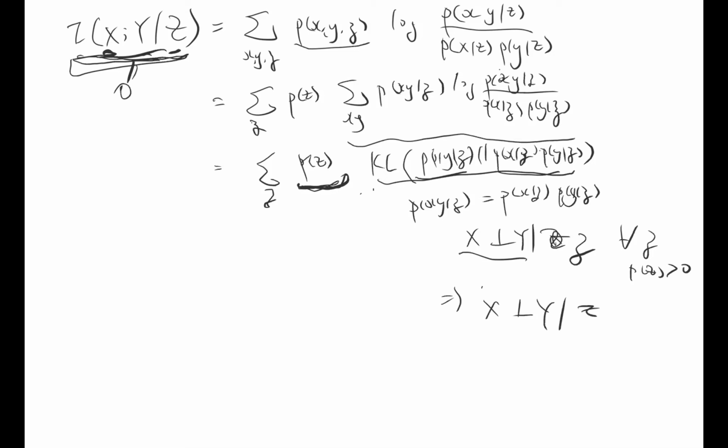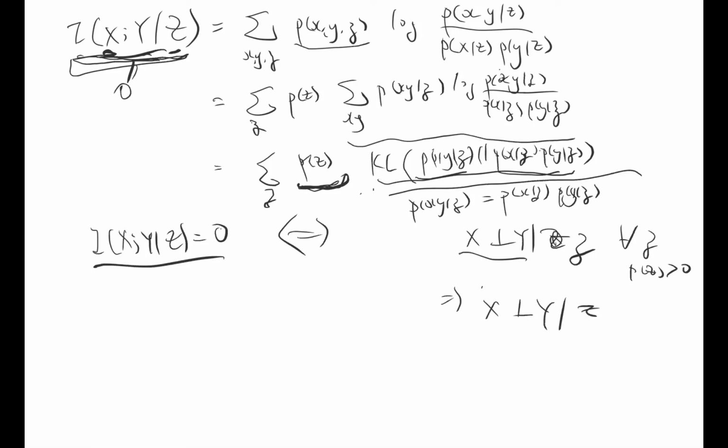So something like that: I(X;Y given Z) is equal to 0 only if I have this. Yeah. So any questions?